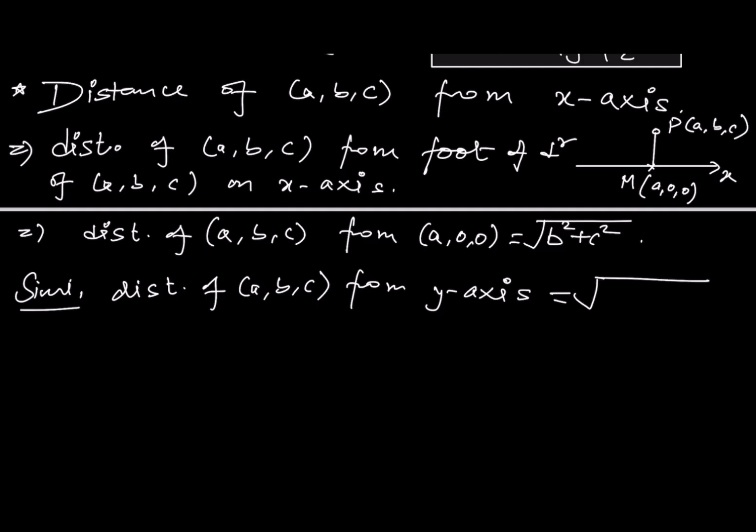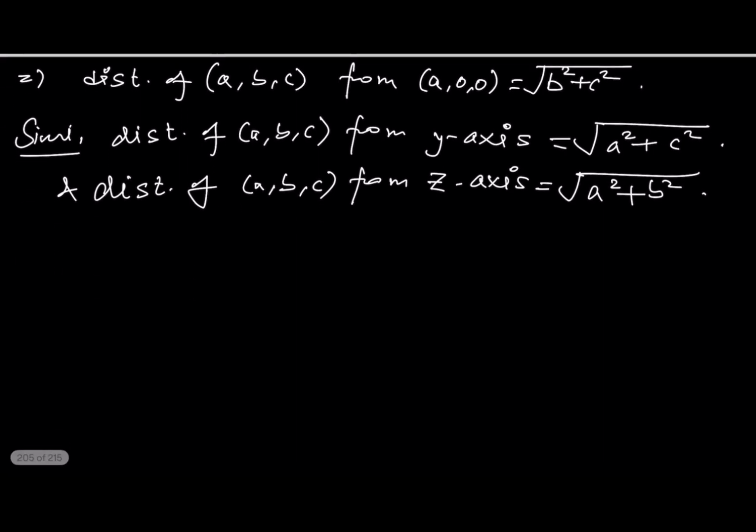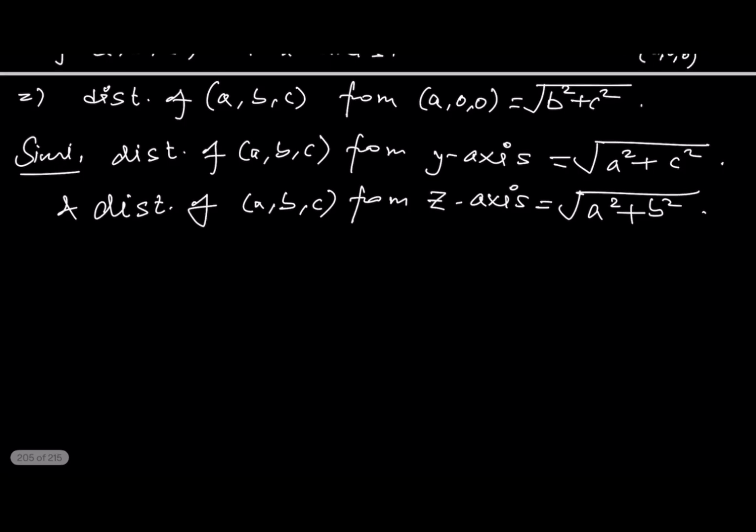So if you are finding distance from the y-axis, then the y coordinate will be absent. So this will be root over a square plus c square. And the distance of ABC from the z-axis will be root over a square plus b square, right?